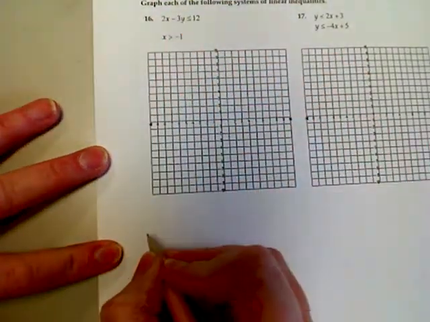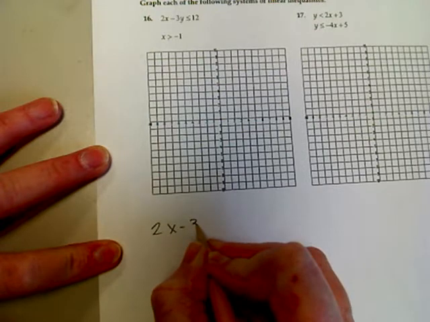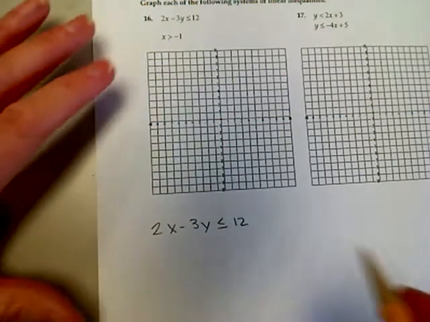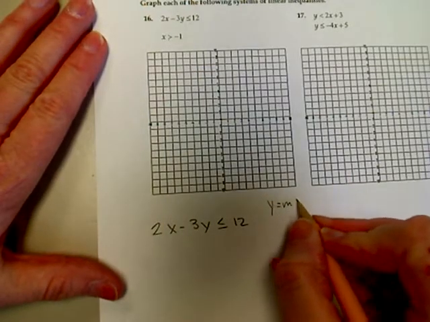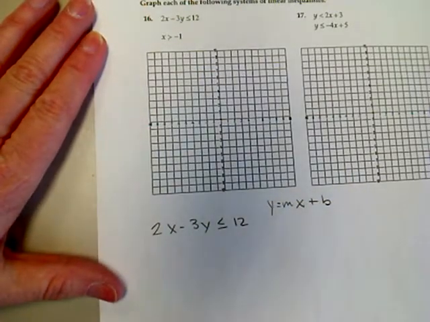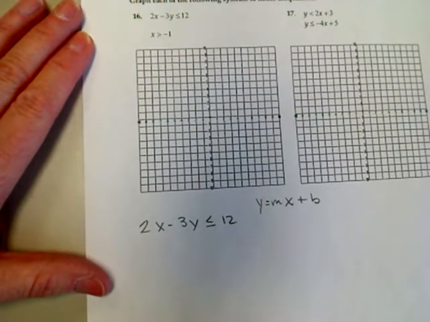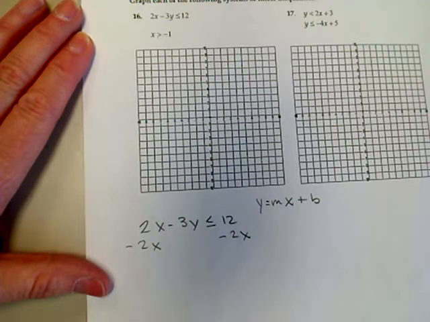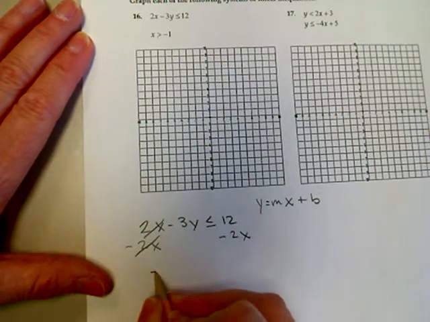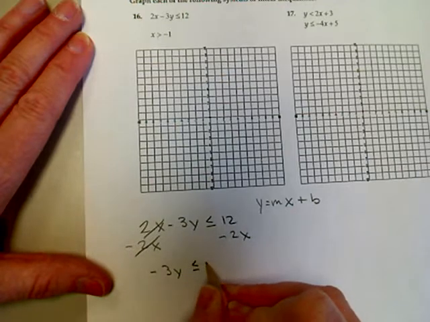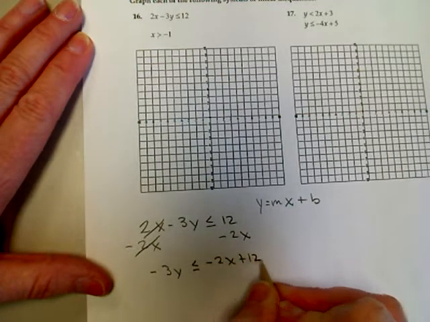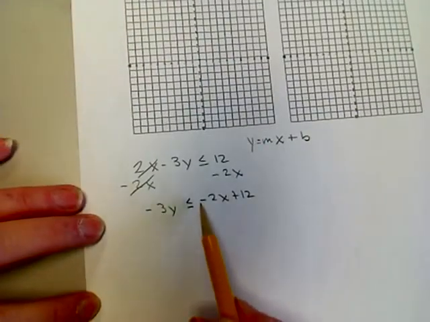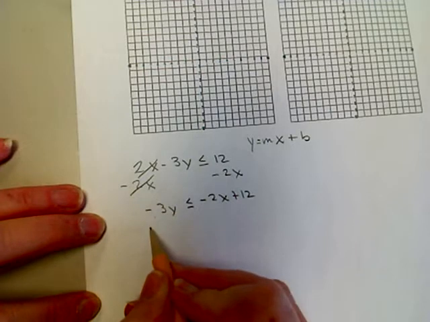So I'm going to take this first equation, write it down here. And I want to put it in slope and y-intercept form, which is, if you remember, y equals mx plus b form. So the first thing I'm going to do is subtract 2x from both sides. And that's going to leave me negative 3y is less than or equal to negative 2x plus 12. And then I'm going to divide everything by negative 3 to get this y by itself.